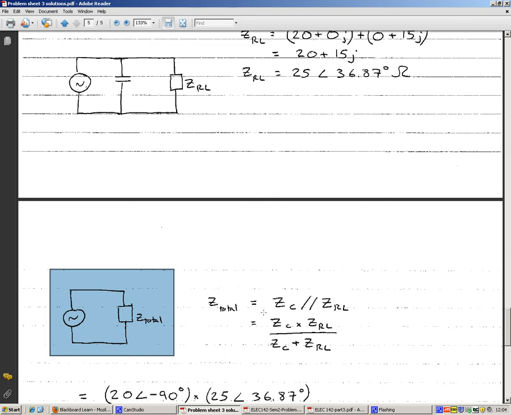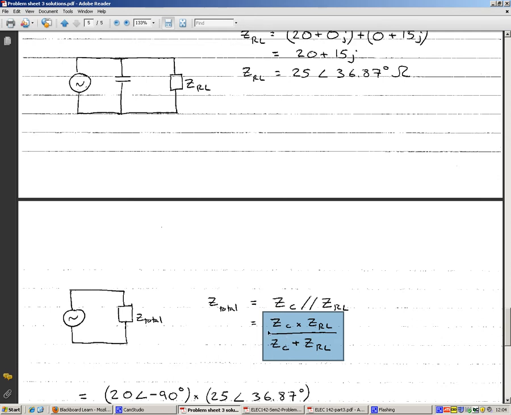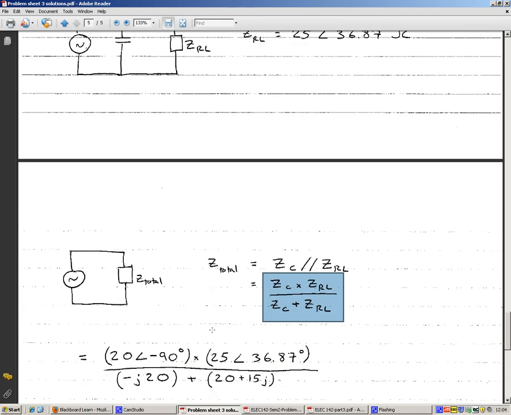And using this equation, it's the same as for resistors in parallel. If there's only two, we can use this simplified form where it's the product over the sum. And because we've got a product and a sum, that's why it's useful to know what both the polar form for the multiplication and the rectangular form for the addition are. So I've just put the values in.